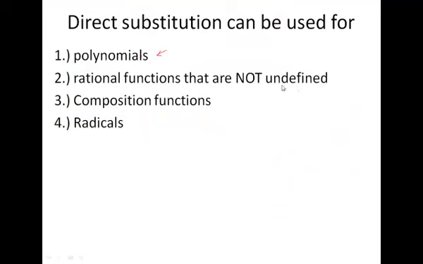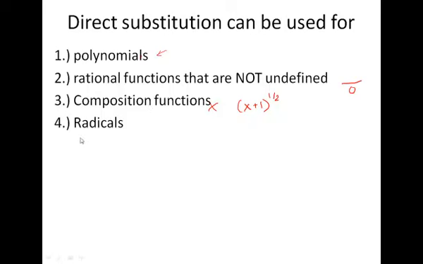Rational functions that are not undefined. If you ever try to directly substitute in and you get a 0 on the bottom, that means that direct substitution cannot be used. And we'll be discussing those in more detail in the video to come. Composition functions, those as well, you can use direct substitution. That's, for example, if you have something like x plus 1 to the 1/2. That is a composition function. It's a function within another function. You have this x plus 1 going on, and then you take that x plus 1 and you raise it to the 1/2. It's where there's multiple functions going on.